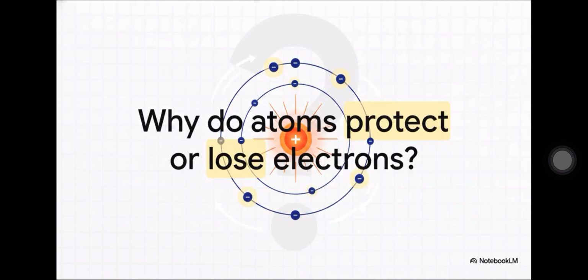Right at the center of the atom, you've got a positively charged nucleus. On the outside, you have negatively charged electrons orbiting around. Because opposites attract, the nucleus is constantly pulling inward on those electrons. And honestly, the absolute strength of that grip determines everything about how that element behaves.